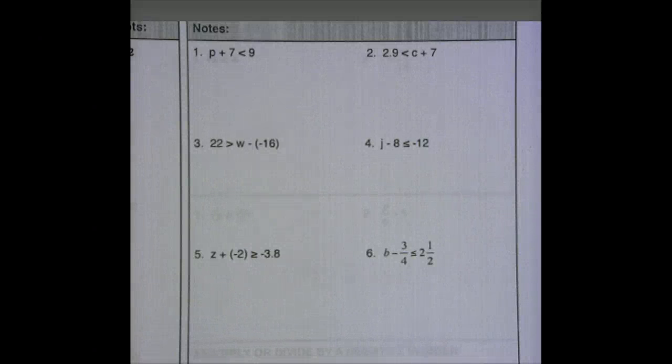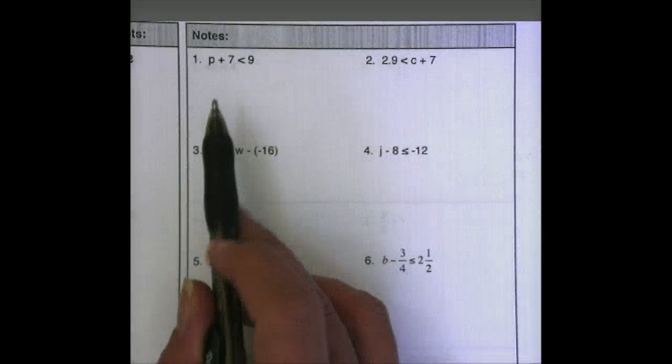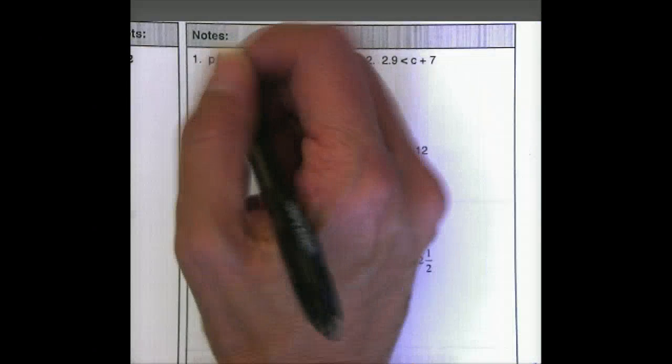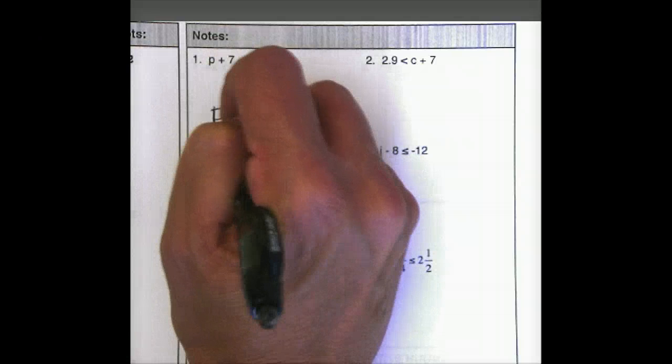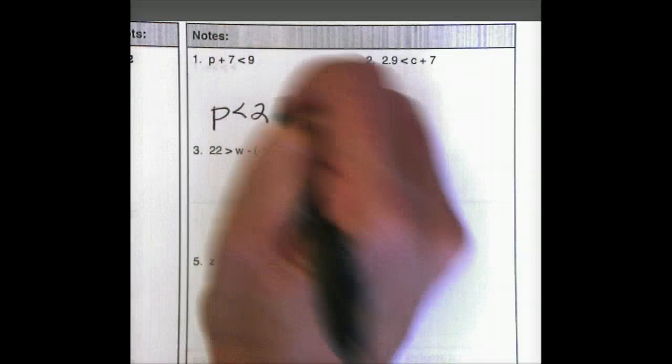Okay, hopefully you had some time to work the problems. I'm going to show you the answers. If you didn't get the correct answer, I want you to take some time and see if you can figure out what you did wrong. So number 1, p plus 7 is less than 9. The answer is going to be p is less than 2.